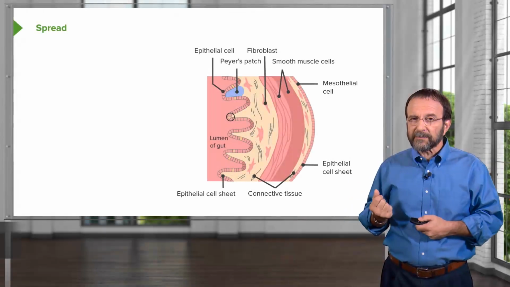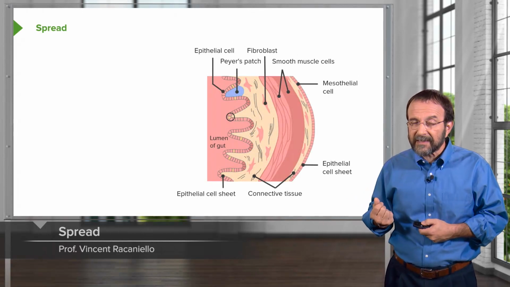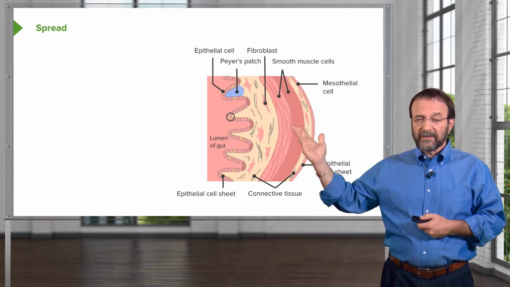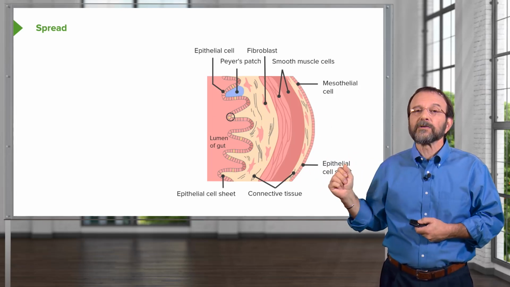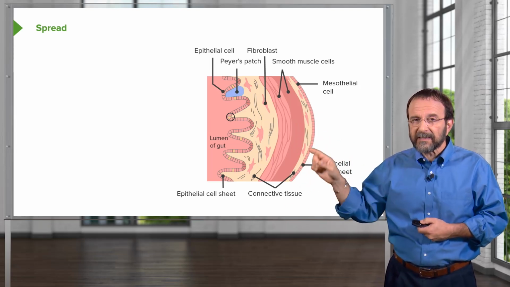Once you're in a mucosal membrane, there are ways to get across that, which are even easier than in the skin. You typically don't need an injury. Here's a cross-section of the intestinal mucosal barrier. And on the left side is the lumen of the gut, the space on the interior.